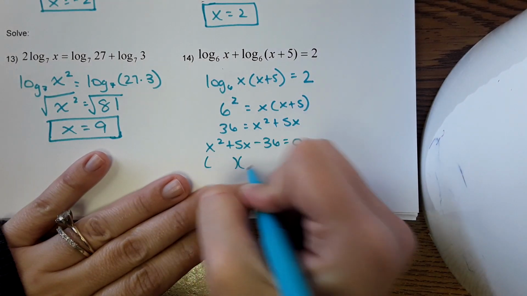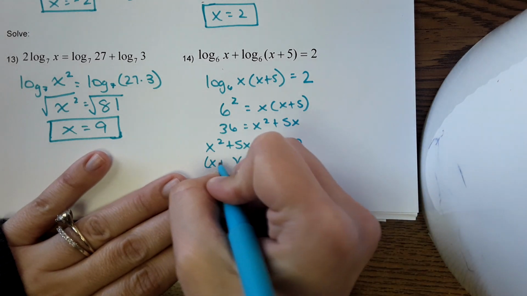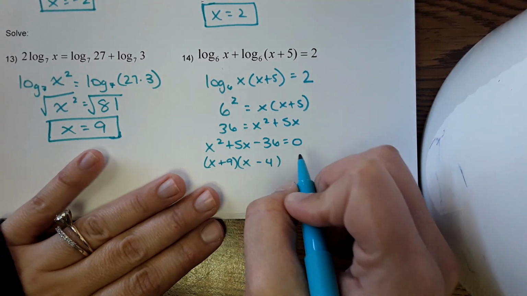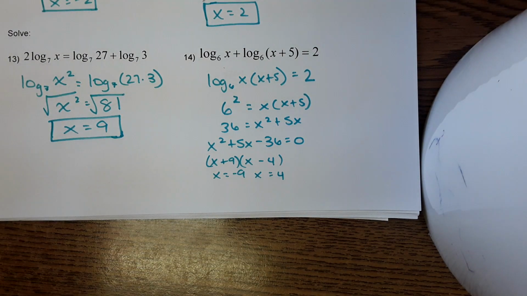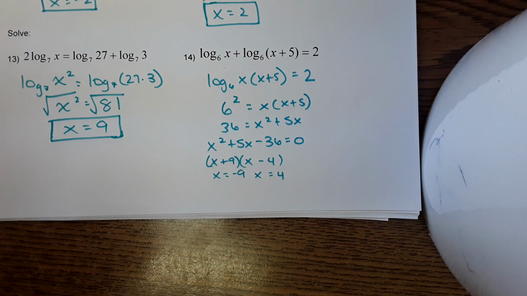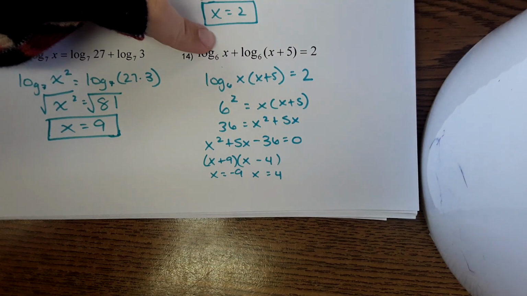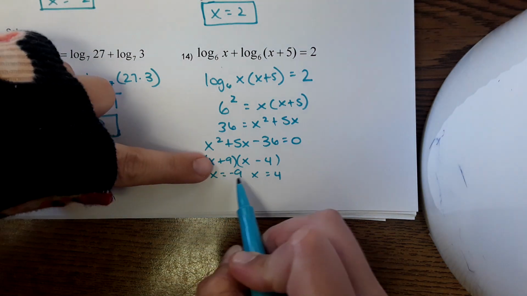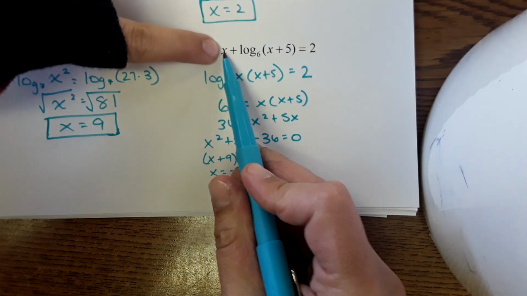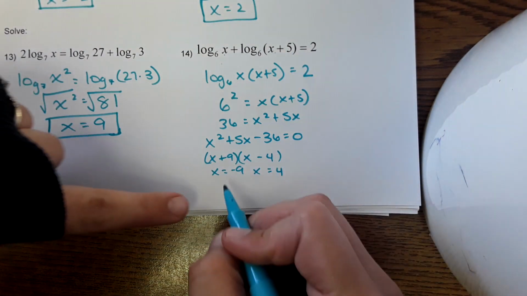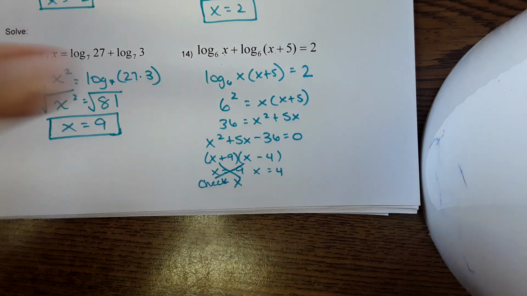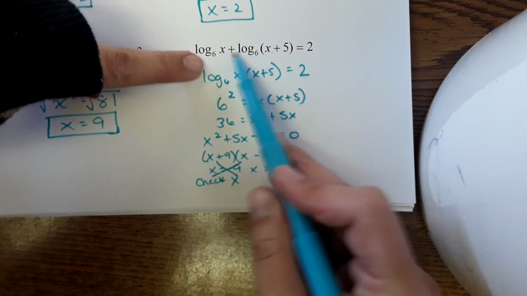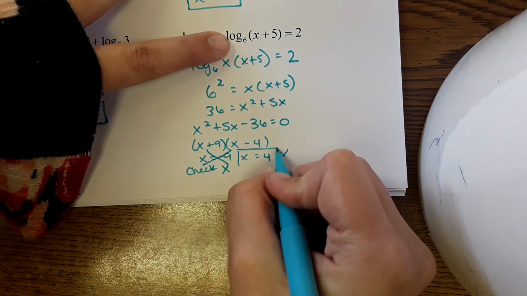Then factor this thing out. x plus 9, x minus 4. And then these two answers, you actually have to plug it in and check to make sure that they don't create negative logs up here. So if x equals negative 9 and I plug it in up here, I get a negative 9 and a negative 4, which can't happen. So we have to throw this one out. We checked it. It's no buenos. We throw that one out. When we plug in 4, we get a positive number for both of these logs. So it works, and this is a solution.